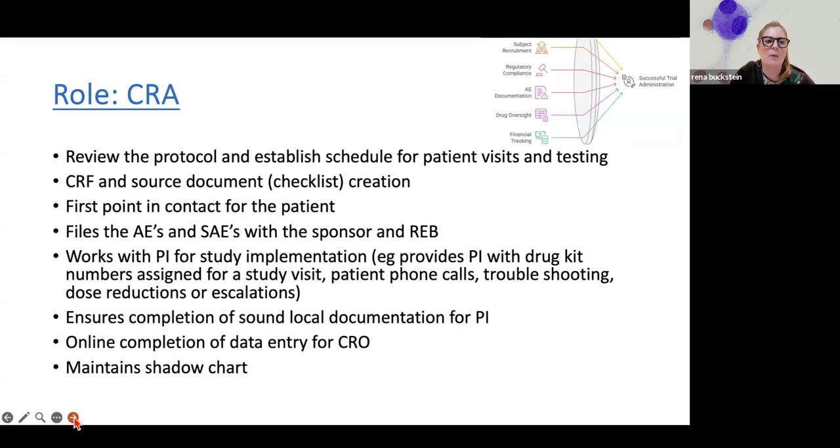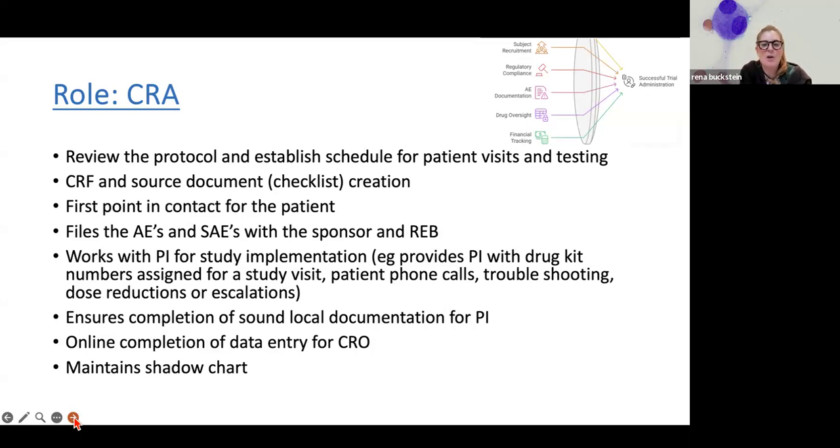They also create the case report forms and source documents with shadow charts, so that you always can prove that you were adhering to protocol and that you were maintaining the data. They're also going to be the first point of contact for the patient after you've approached your patient and offered them participation in the study. They are usually the ones that will consent the patients. They will fill out the adverse events and serious adverse events with the sponsor and the REB. And they will work with you for implementing the study.